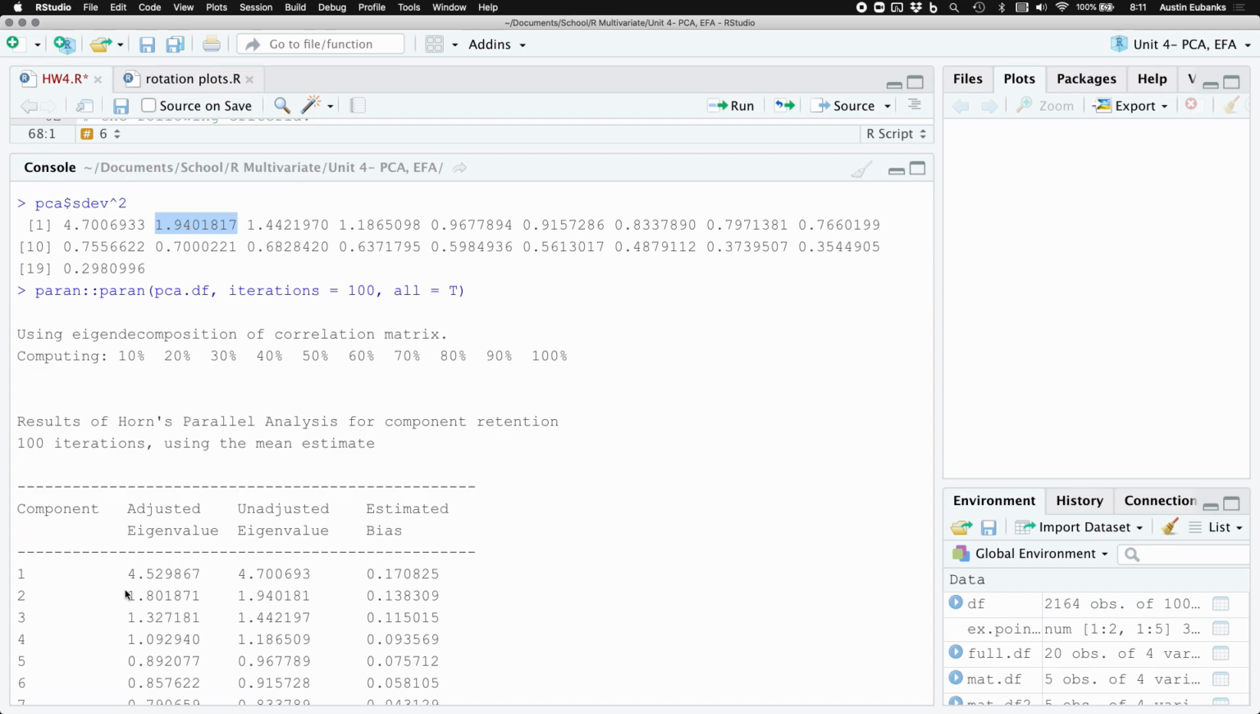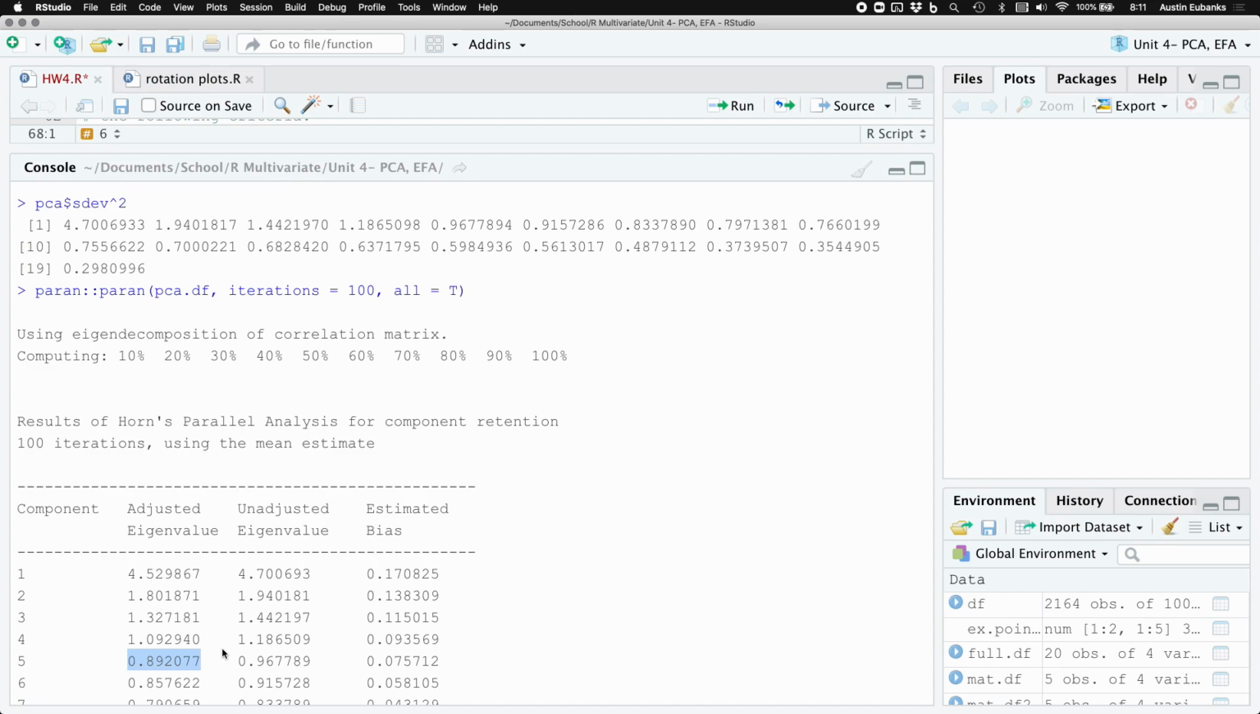Our next one, we got 1.94. This one's 1.8. So that one's good. Work your way down, and you can see down here on number 5 where our actual eigenvalue is 0.967, but of our randomized ones, the eigenvalue is 0.892. So that fifth component is where the randomized component has a lower eigenvalue than the actual component.